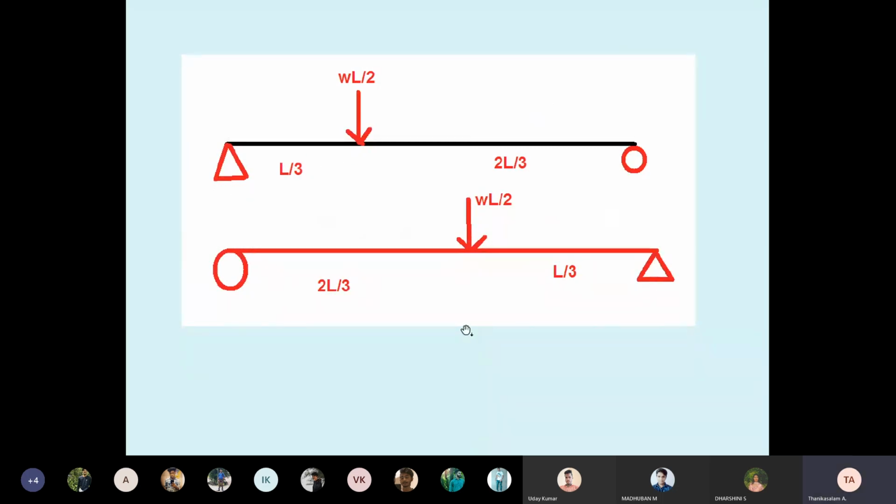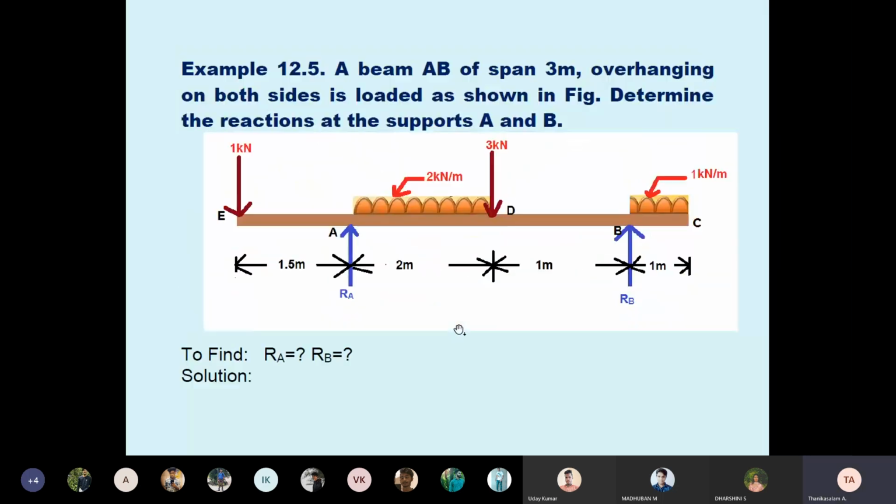Students, you have to convert to a point load. Any UDL acting, you have to consider the rectangular concept. Suppose UVL, uniformly varying load is acting, consider the triangular concept. Okay, then we are discussing problems. Now see these problems.